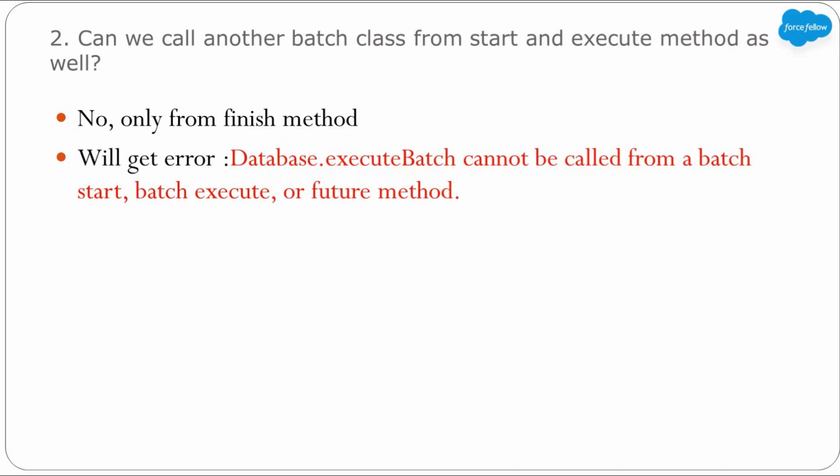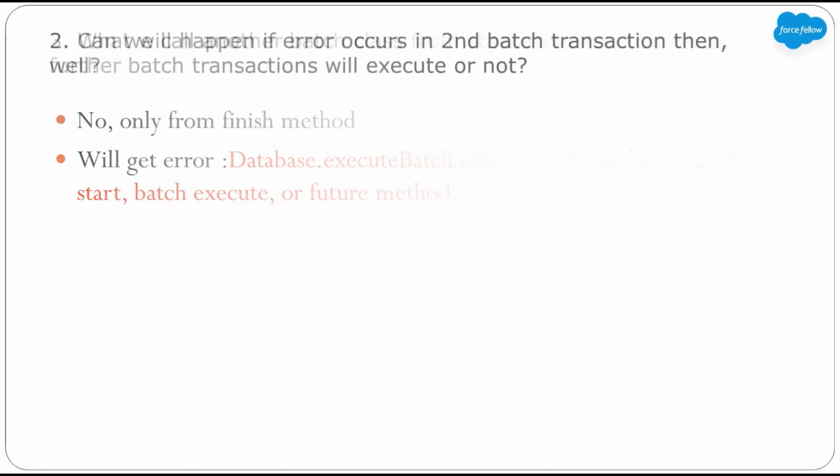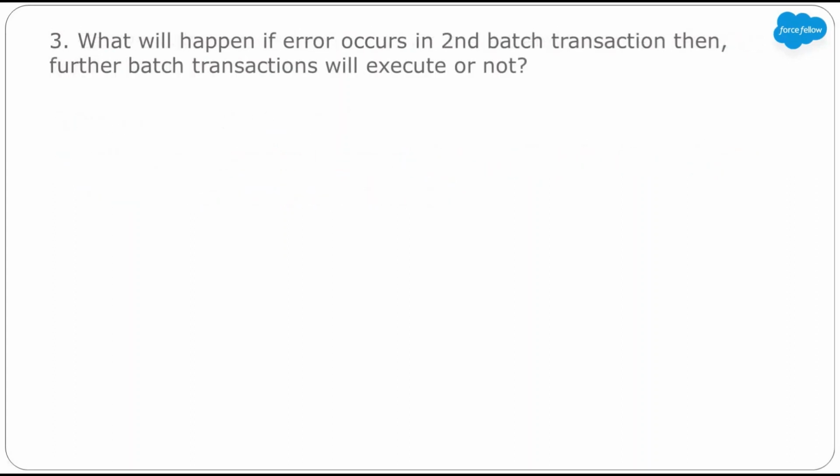And if you try to submit another batch class from start and execute method, then you will get this error like database.execute batch cannot be called from a batch start, batch execute, or future method. Okay. Now next we have, what will happen if error occurs in second batch transaction?